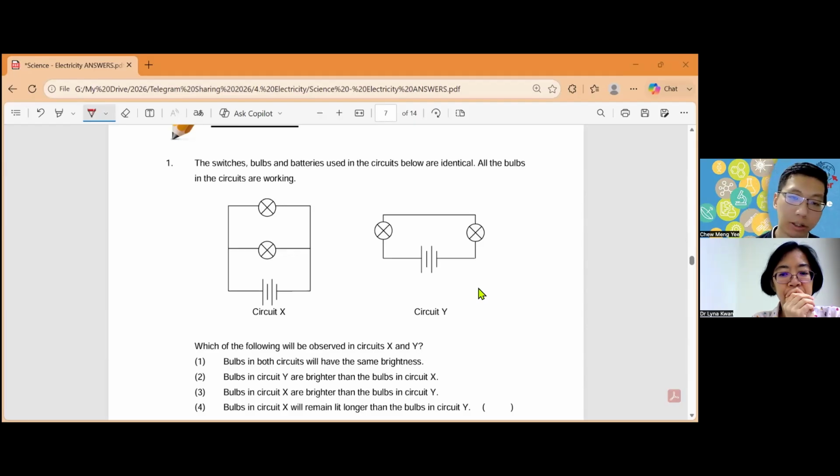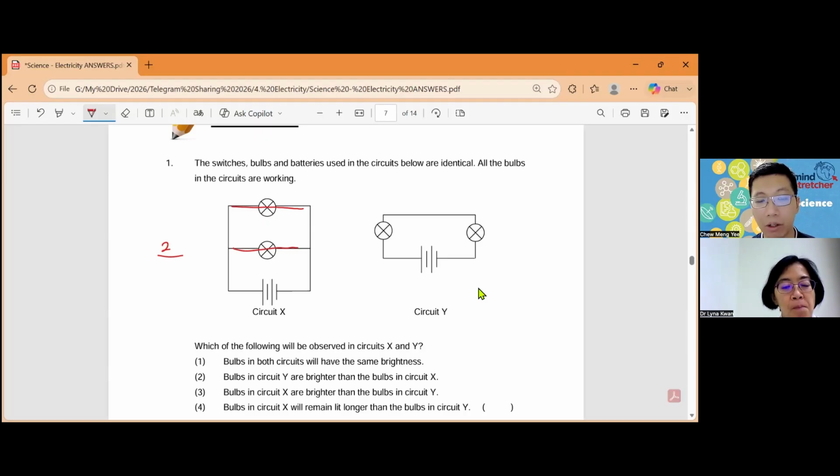Okay, so now let's use the formula. Number of batteries is 2. Number of light bulb in each path is only 1. Right? In this path there's 1, in this path there's 1. So that is 2 over 1, so it equals 2. Alright? Then the one on the right.